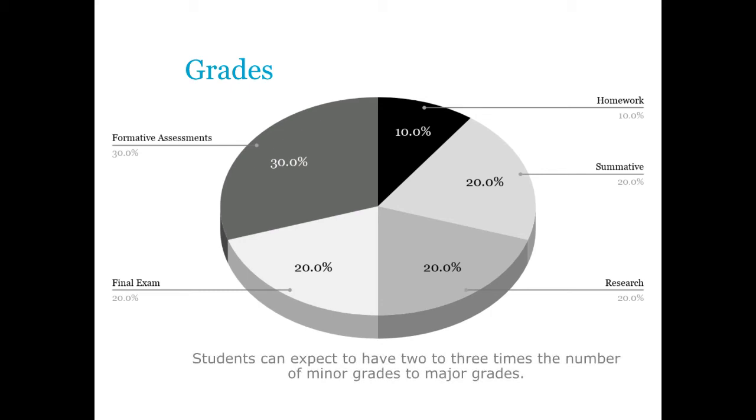Students can expect to have 2 to 3 times the number of minor grades, like formative and homework grades, to major grades that you'll find in the summative and research categories.